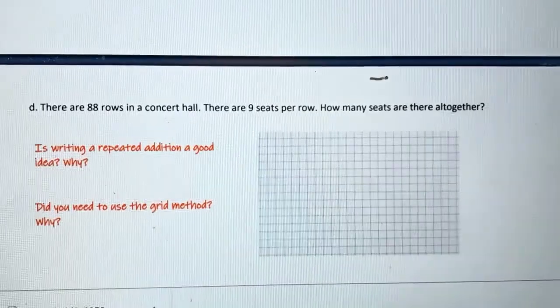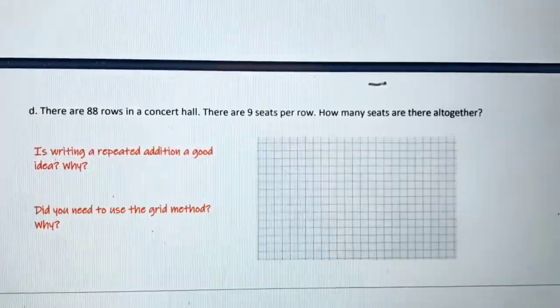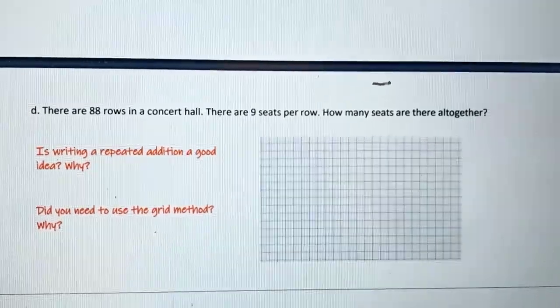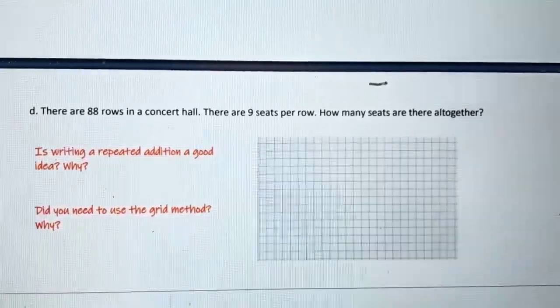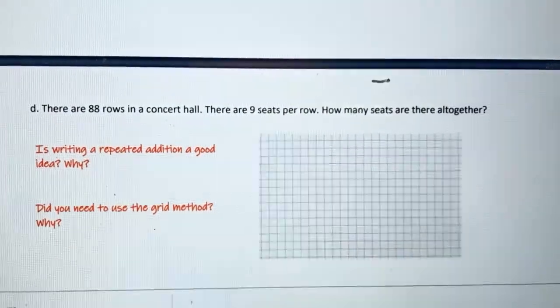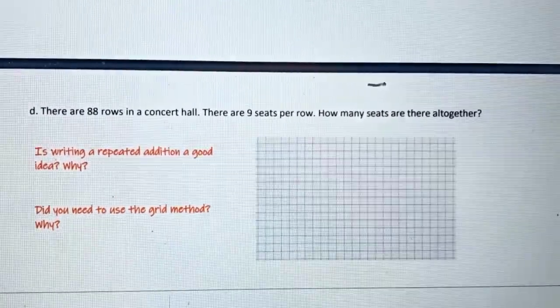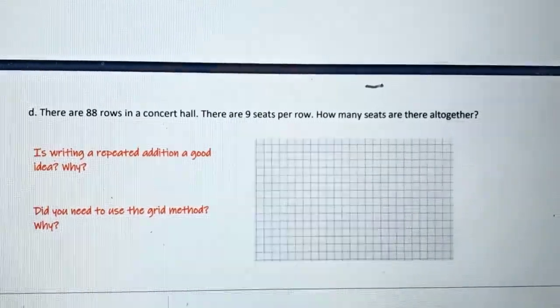Okay, there are 88 rows in a concert hall and there are 9 seats per row. So with this one, I've got 88 rows. Now, am I going to draw 88 rows? No way, it's going to take me forever. And there are 9 seats per row.